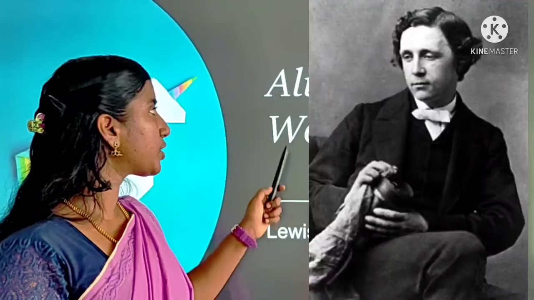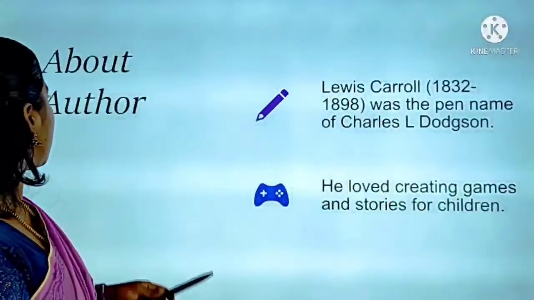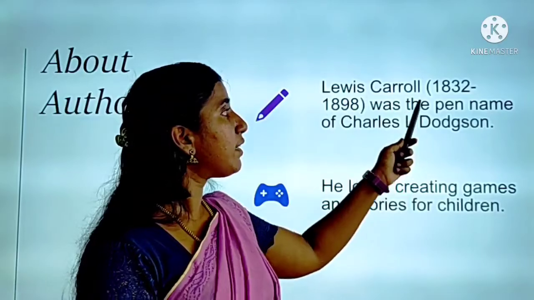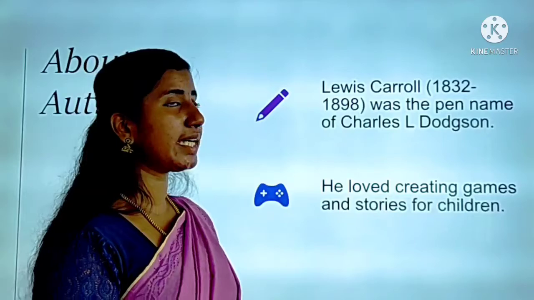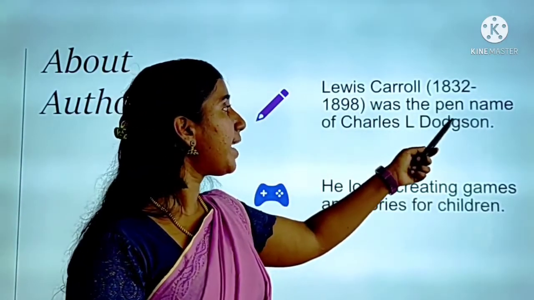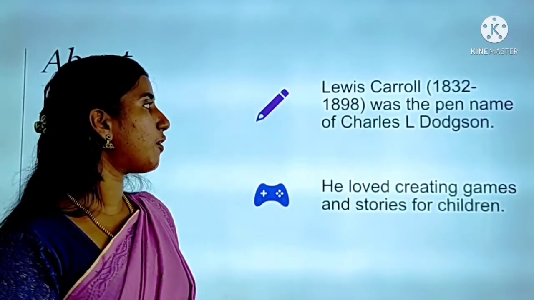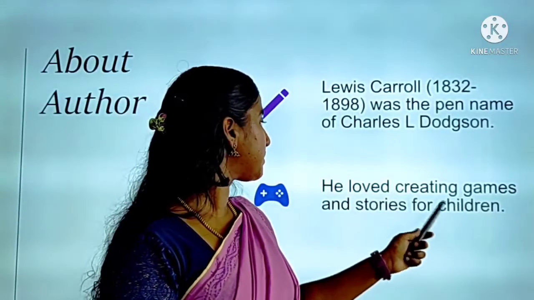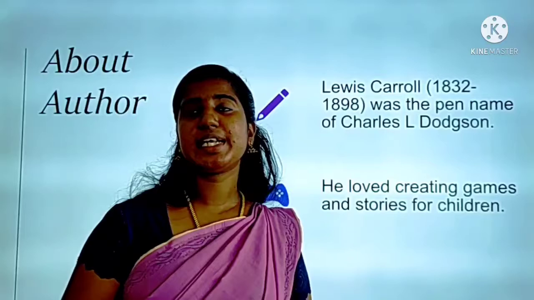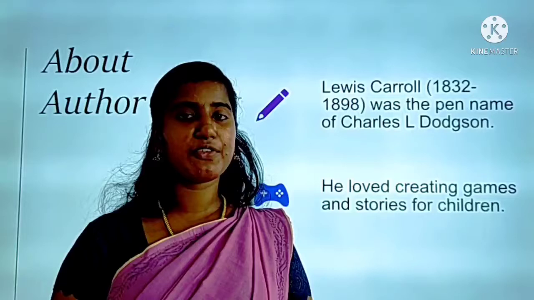So who was the author of the story Alice in Wonderland? Lewis Carroll. Okay. Let's see about the author. Lewis Carroll was born in 1832 and died in 1898. It was the pen name of Charles L. Dodson. So Lewis Carroll is the pen name of Charles L. Dodson. He loved creating games and stories for children. So he loved to create stories and games for whom? Children. Okay, for children.